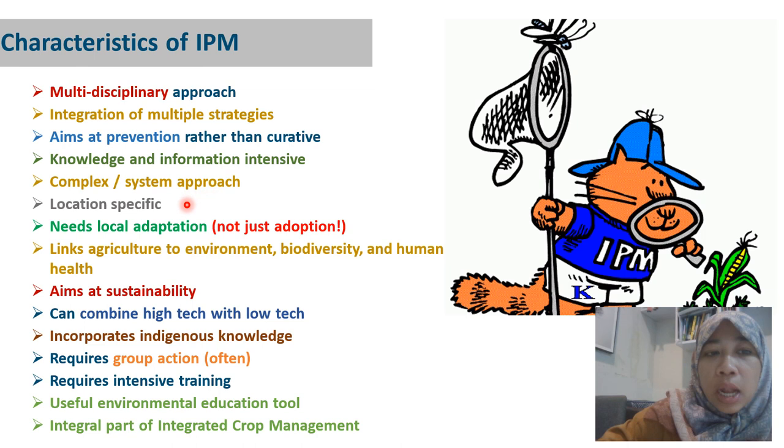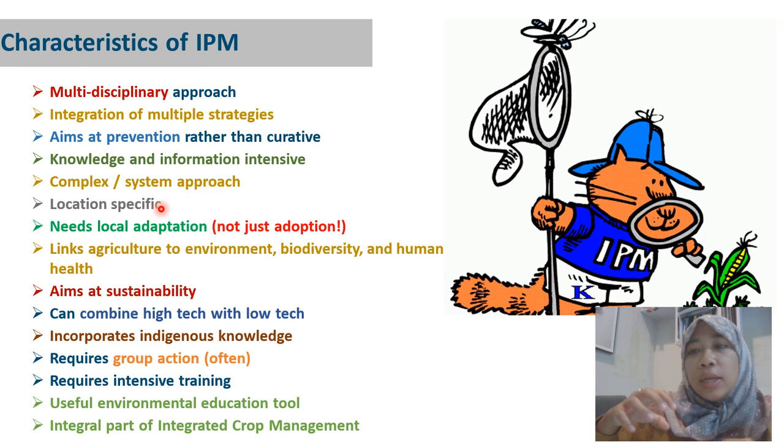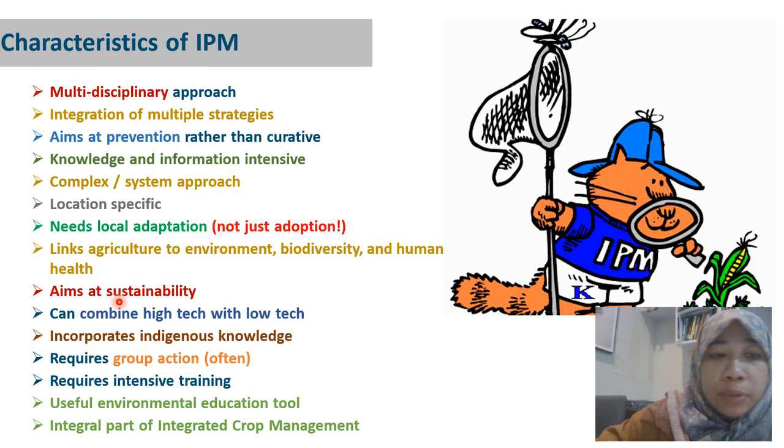As I told you before, if in region A there is an integrated pest management implementation and it succeeds, it would be different in region B. In region B it can be a success and can be not. It's because the problems are different and the environment is different, it's totally different. So the implementation of integrated pest management in region A and region B should be different too. Needs local adaptation, aims at sustainability, can combine high technology and low technology, requires group action.